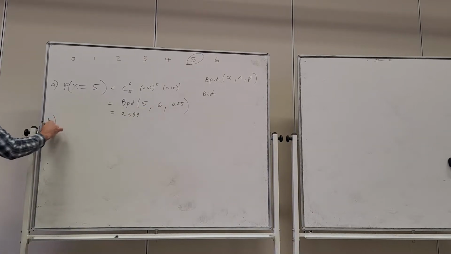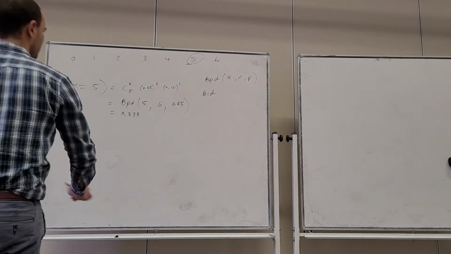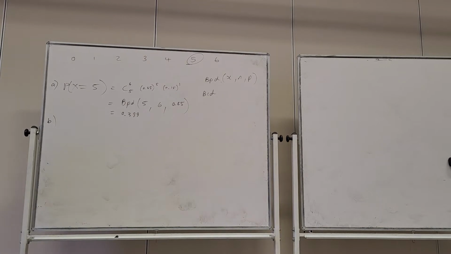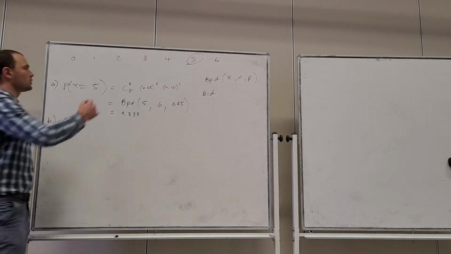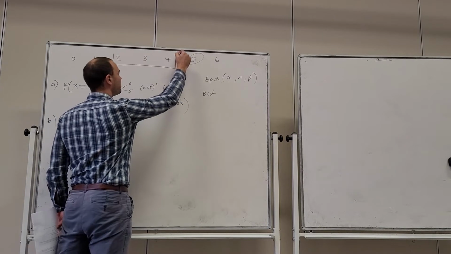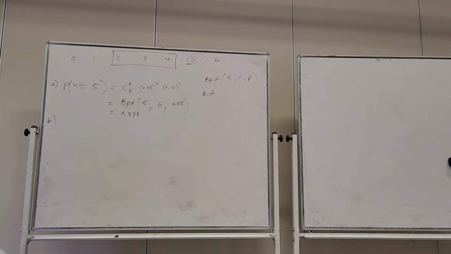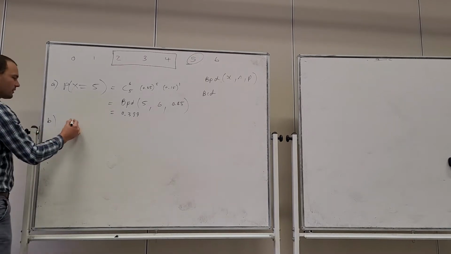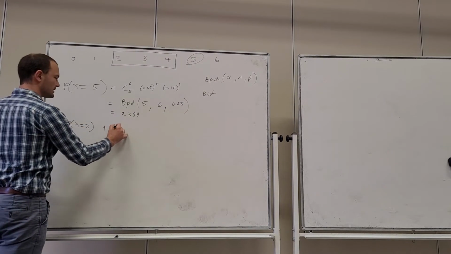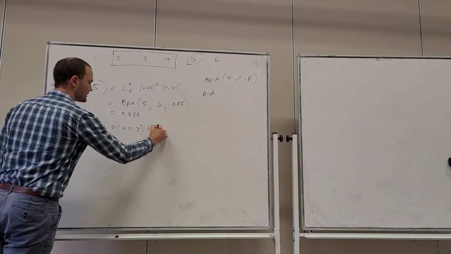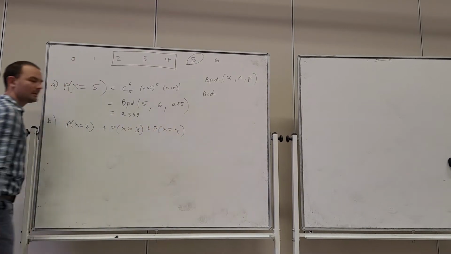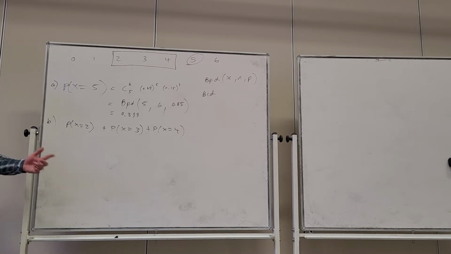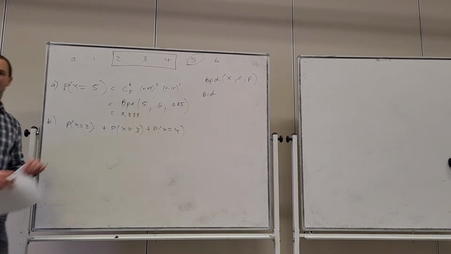Alright, let's go on to B then, which says, how about the probability of between 2 and 4 seeds inclusive? So we're performing this same experiment, but we want to know what's the probability of 2 germinating, 3, or 4. We have a cumulative event. Now, one way we could calculate this is to go, what's the probability of x equals 2 plus the probability of x equals 3 plus the probability of x equals 4. It would just take a long time to do. We calculate all 3 of those separately and add them together.